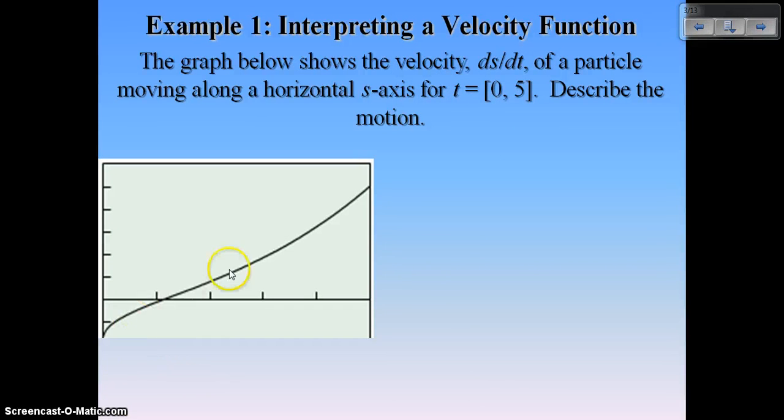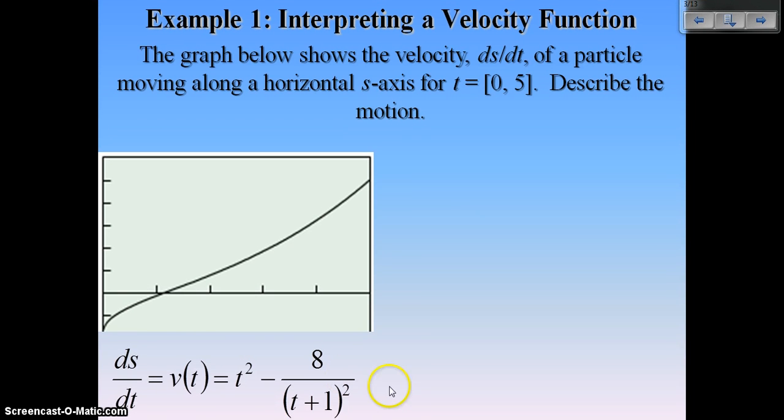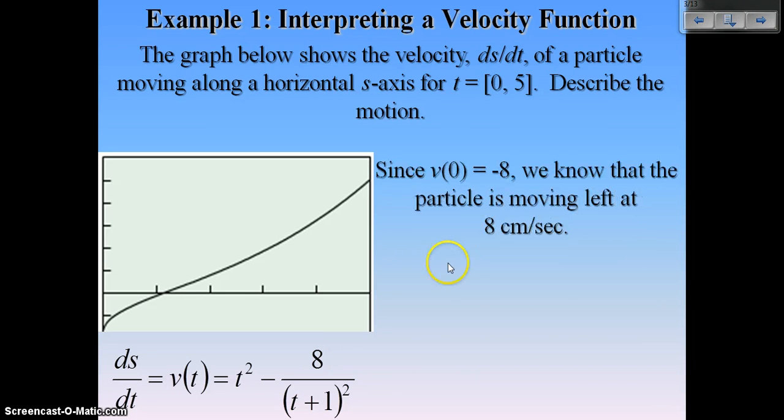So again, what we have here is a graph of velocity, and from the velocity we show motion. Our equation to represent this graph is given here below. ds/dt, which is velocity, is (t squared minus 8) over (t plus 1) squared. Now the first thing we notice, we do know that v of 0 is negative 8. We can find that by plugging 0 into the function.